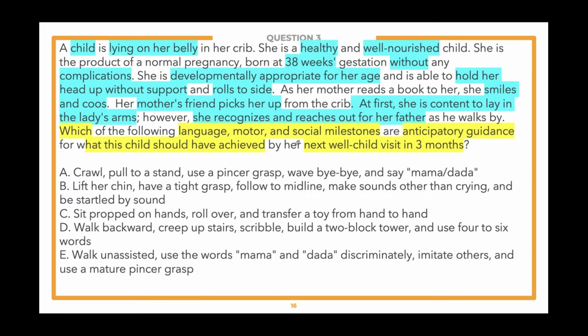E, walk unassisted, use the words mama and dada discriminately, imitate others and use a mature pincer grasp. D, walk backwards, creep upstairs, scribble, build a 2-block tower and use 4 to 6 words. C, sit propped on hands, roll over and transfer a toy from hand to hand. B, lift her chin, have a tight grasp, follow to midline, make sounds other than crying and be startled by sound. And A, crawl, pull to a stand, use a pincer grasp, wave bye-bye and say mama dada. Because these are a little bit longer answer choices, we'll leave this up for a little while so they won't get cut off, and then we'll go ahead and open up that poll.